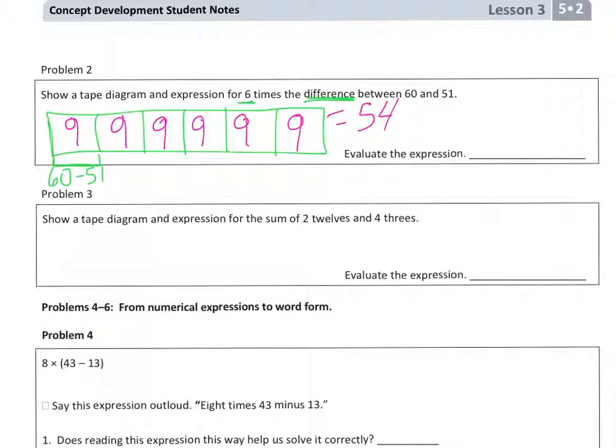So then here's our expression. 6 times the difference. But remember, put those parentheses in so you know to figure out what the difference is before you start multiplying stuff.